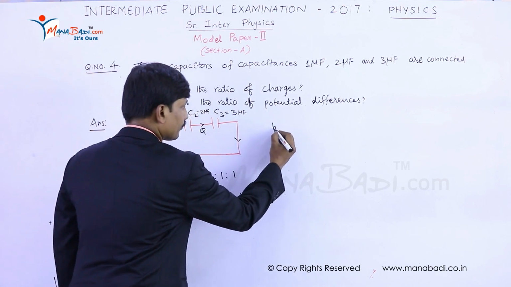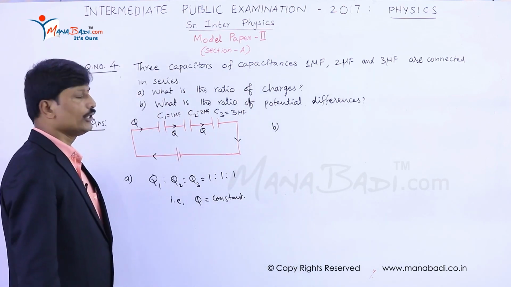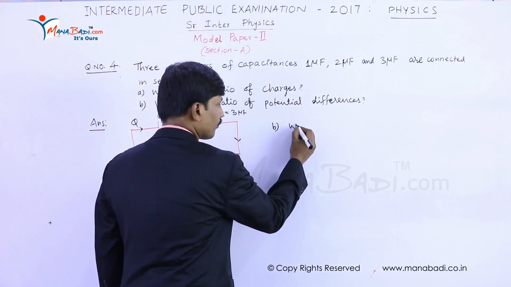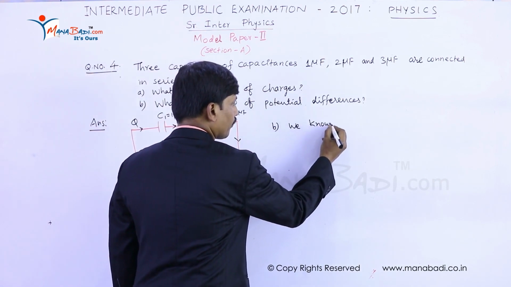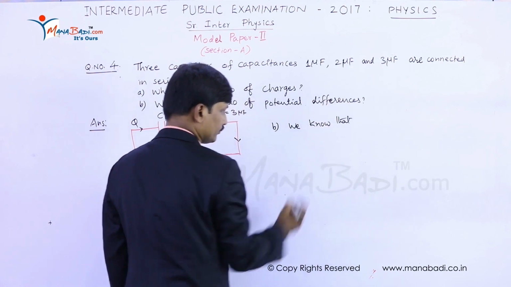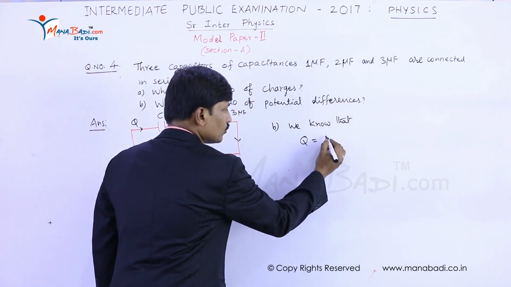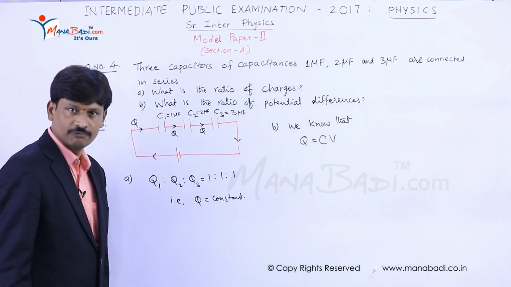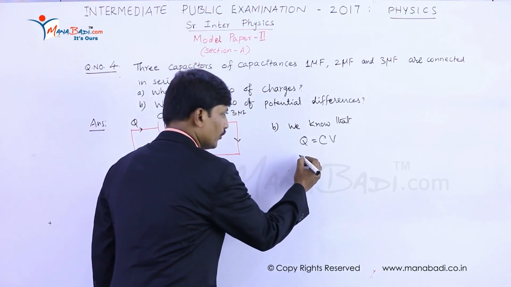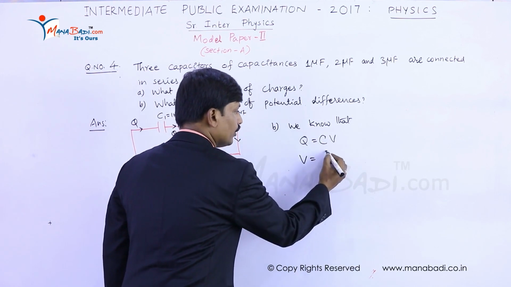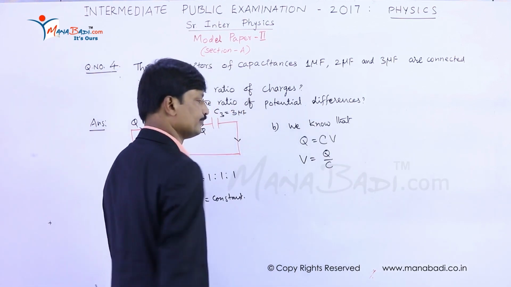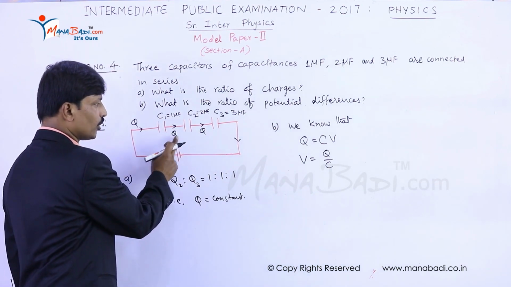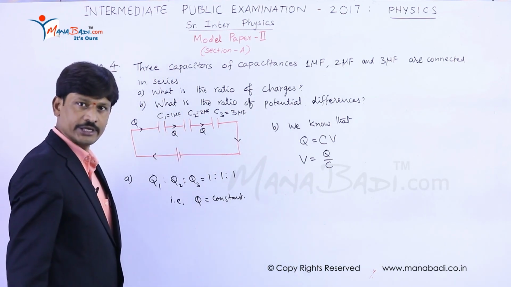Now B. What is the ratio of potential differences? We know that Q is equal to CV, but we have to calculate potential differences. So V is equal to Q by C. But in series combination, charge on each capacitor is the same.